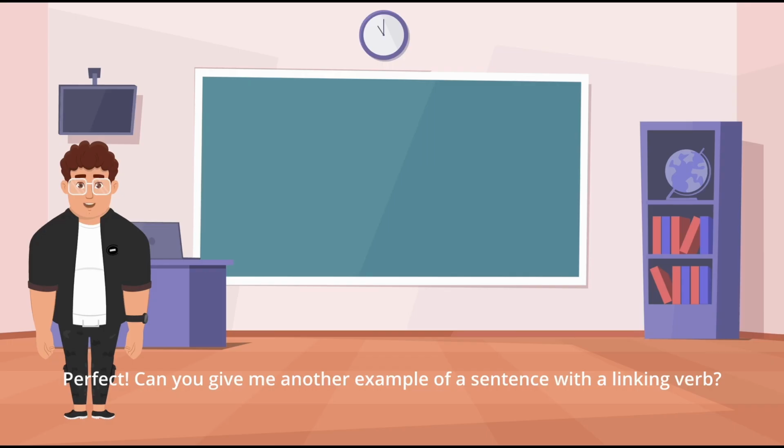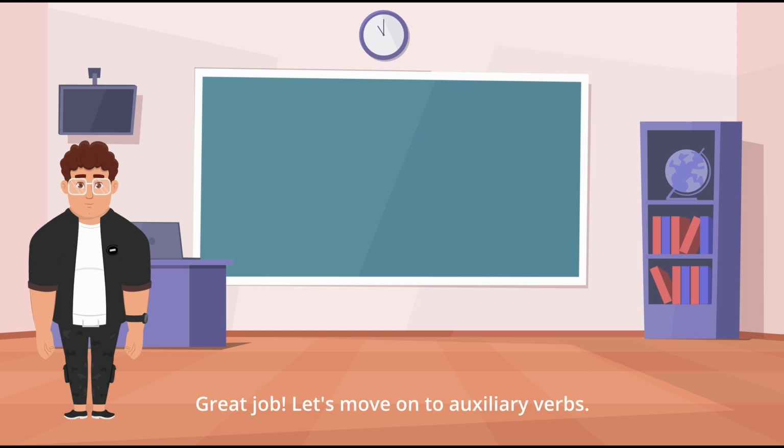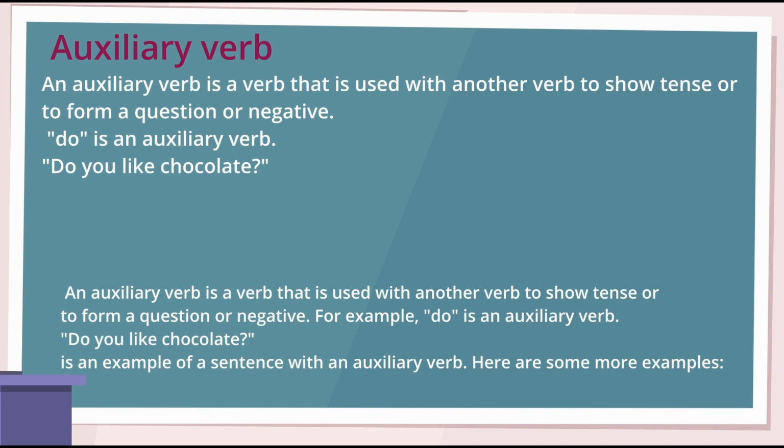Can you give me another example of a sentence with a linking verb? The coffee tastes bitter. Great job. Let's move on to auxiliary verbs. An auxiliary verb is a verb that is used with another verb to show tense or to form a question or negative. For example, do is an auxiliary verb.